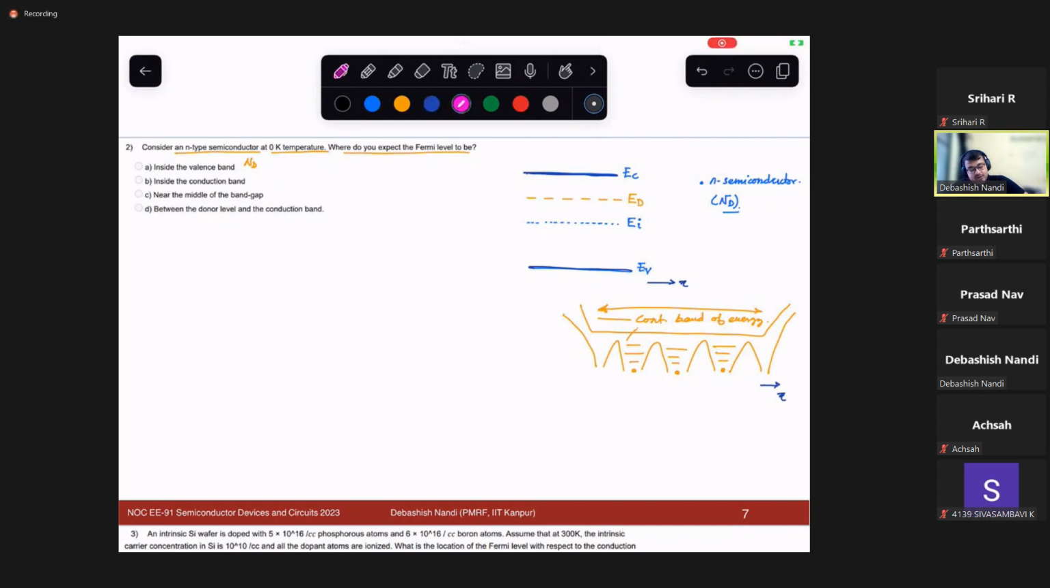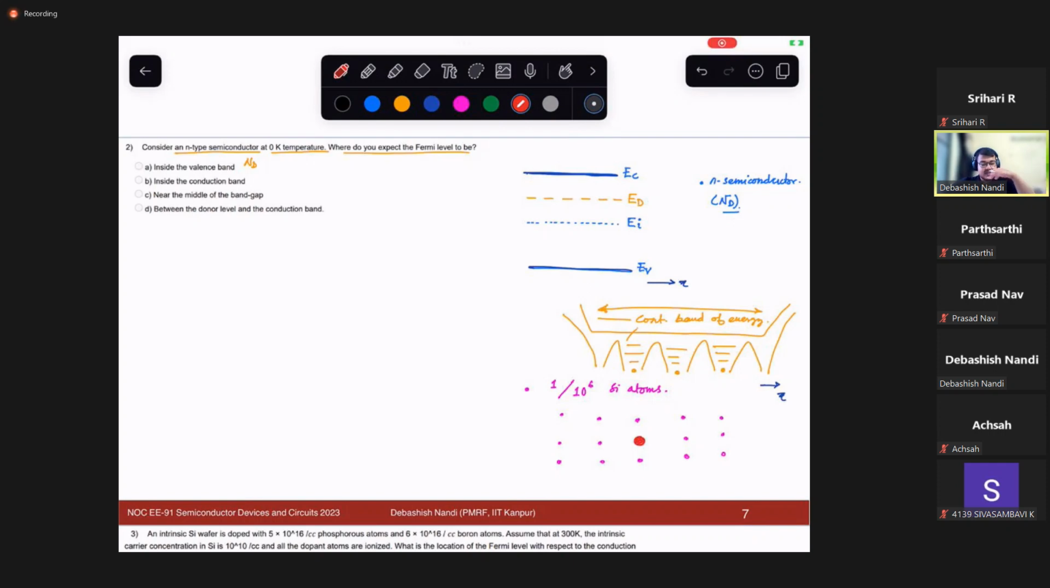Now why do I draw these dopant atoms like this? Suppose you have one dopant atom per 10 to the power 6 silicon atoms. So suppose you have a crystal structure like this, and in 1 million or 10 lakh silicon atoms you have one dopant atom. Again after 10 lakh silicon atoms you have one dopant atom.